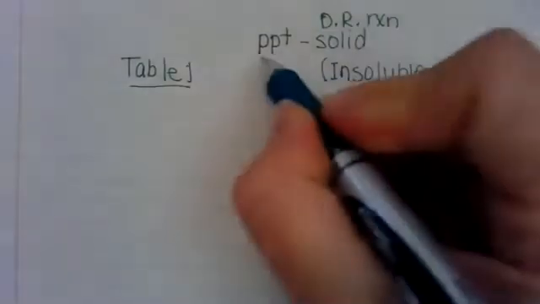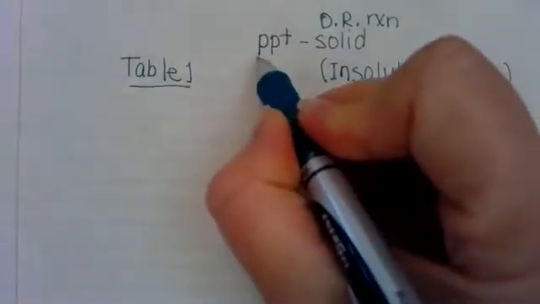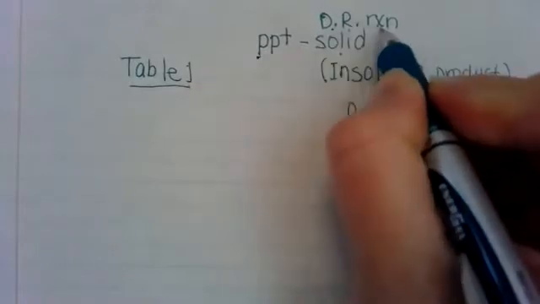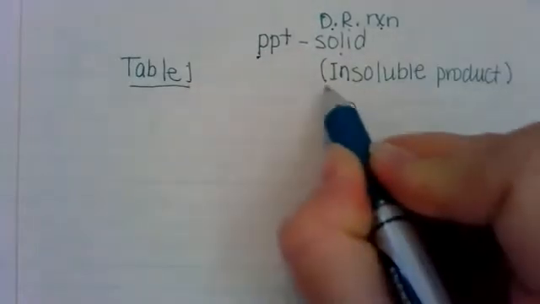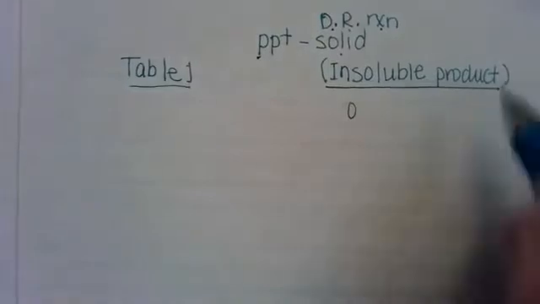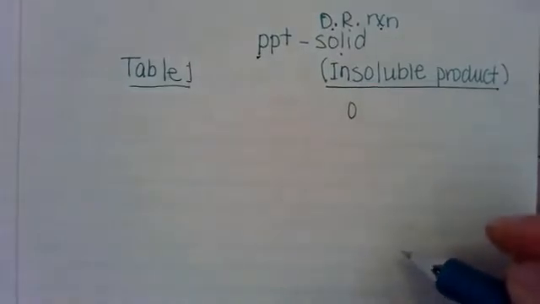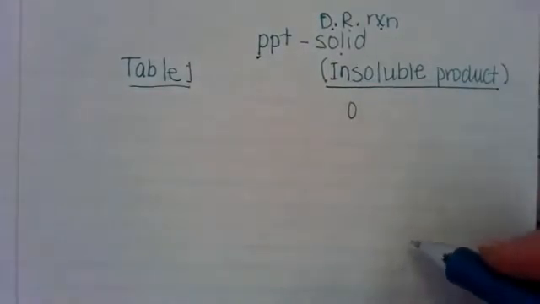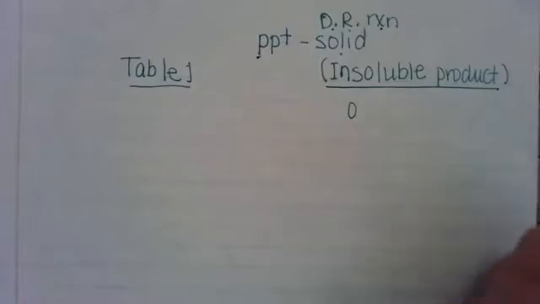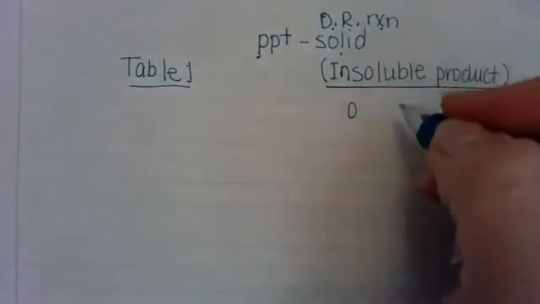All right, so going through again, PPT is shorthand for precipitation, which means a solid forming from a double replacement reaction. If you're using your solubility chart, you would see the letter I for one of your products for the reactions that occur. So we're visually going to see the reactions occurring right now.